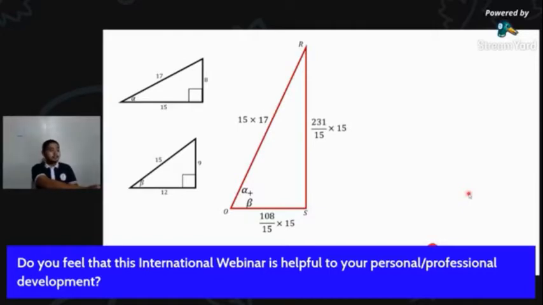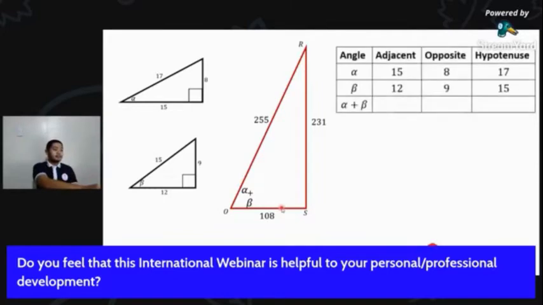So in that case, the measurement of the sides will be 108. The adjacent side of alpha plus beta is 108. The opposite side of alpha plus beta is 231. And the hypotenuse will be 255. Relating it to the table a while ago, we can still achieve this one.